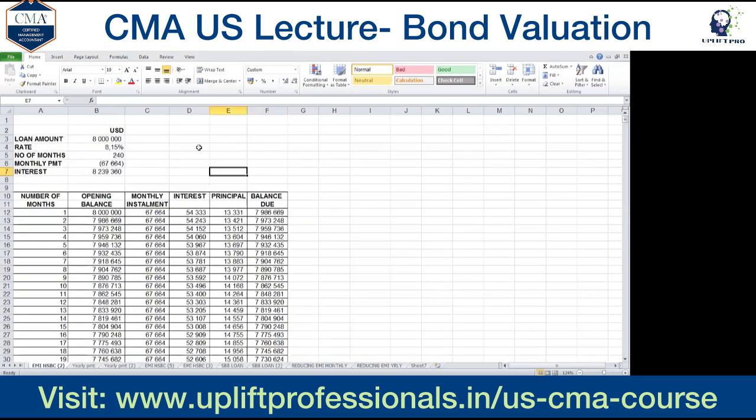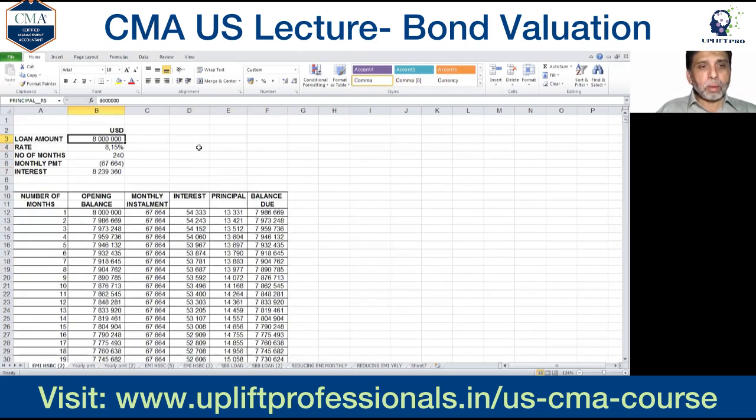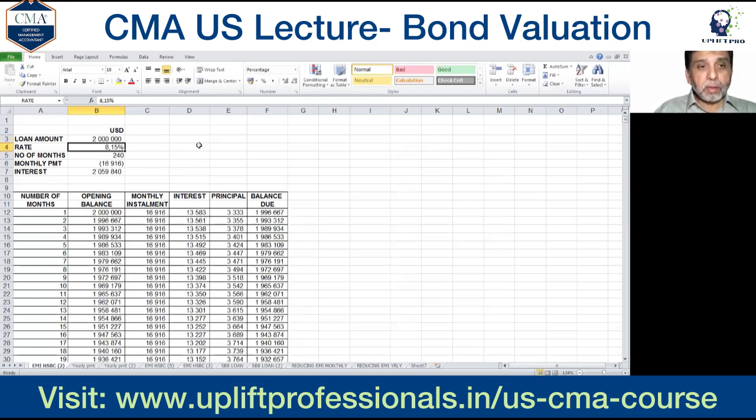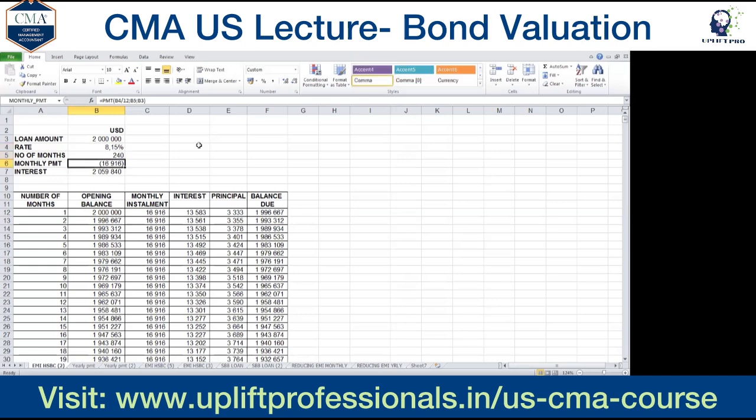Equated, they call it. But anyway, I had done this for my colleague and we verified with the bank. So this is my model, but you can get it anywhere. It's no big deal. So if you have taken a loan amount of, let us say, 20 lakhs, at 8.15% interest, for 240 months, that is how much? 20 years. Am I right? Yes. So this much will be your monthly installment, 16,916.